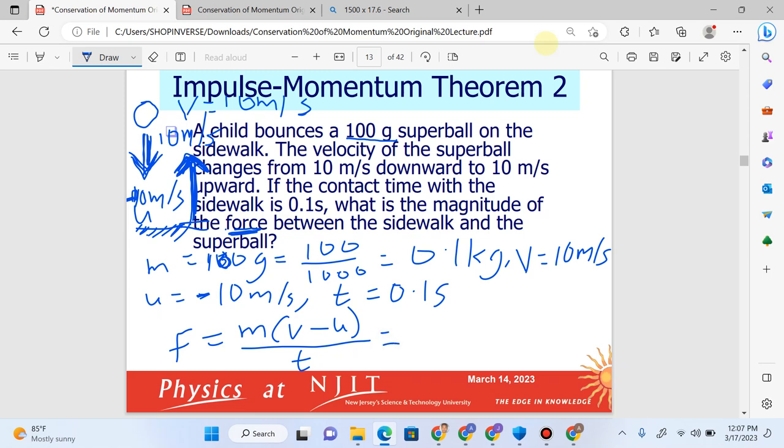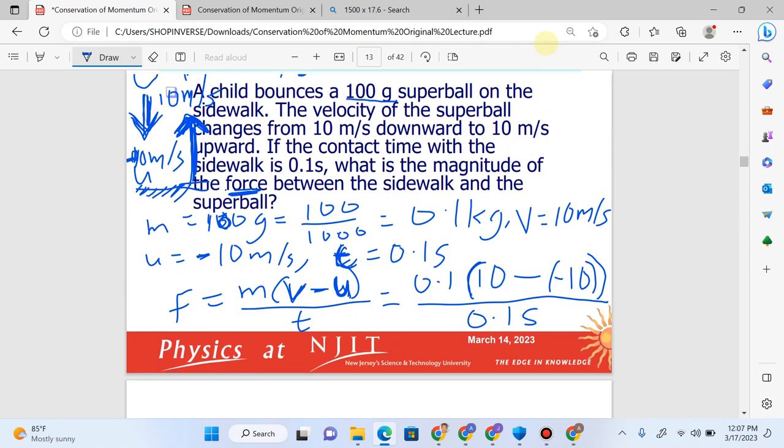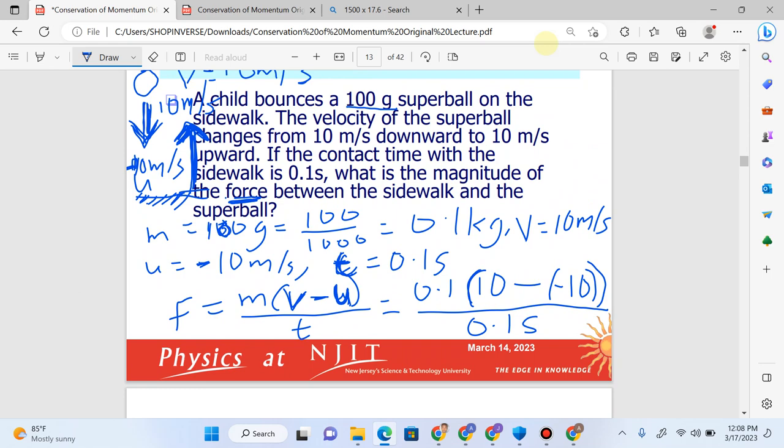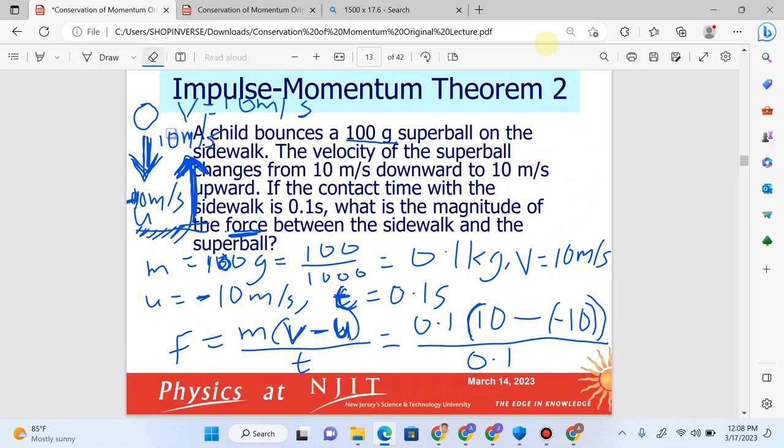Now let us substitute. What's our mass? Our mass is 0.1 kilogram, 0.1, open bracket. Then we have V. What is our V? V is 10 minus U. What is our U? Our U is minus 10. So we put minus 10 in a bracket, close it. So you close the first bracket then. Divided by our T. What's our time? Our time is 0.15. Sorry, our time is not 0.15. Our time is 0.1 second. That's not 5, that's a second. This unit of time. So our time is 0.1. Time is 0.1 second.